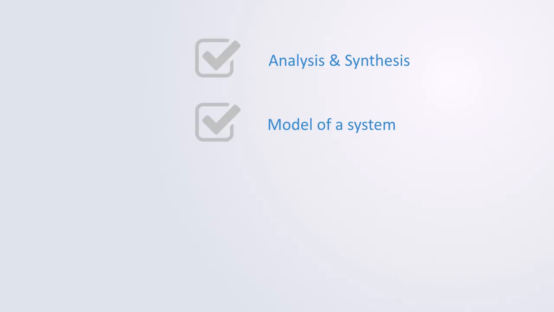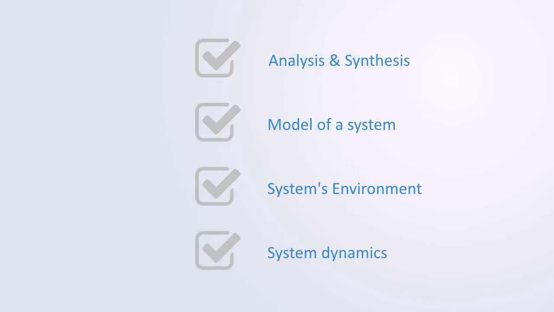Firstly, we will discuss the distinction between analytic reasoning and the methods of synthesis that form the foundations to systems thinking. After this, we will build up our model of a system by discussing functions, efficiency, systems boundary, and environment, and we will finish the course by taking a look at systems dynamics.